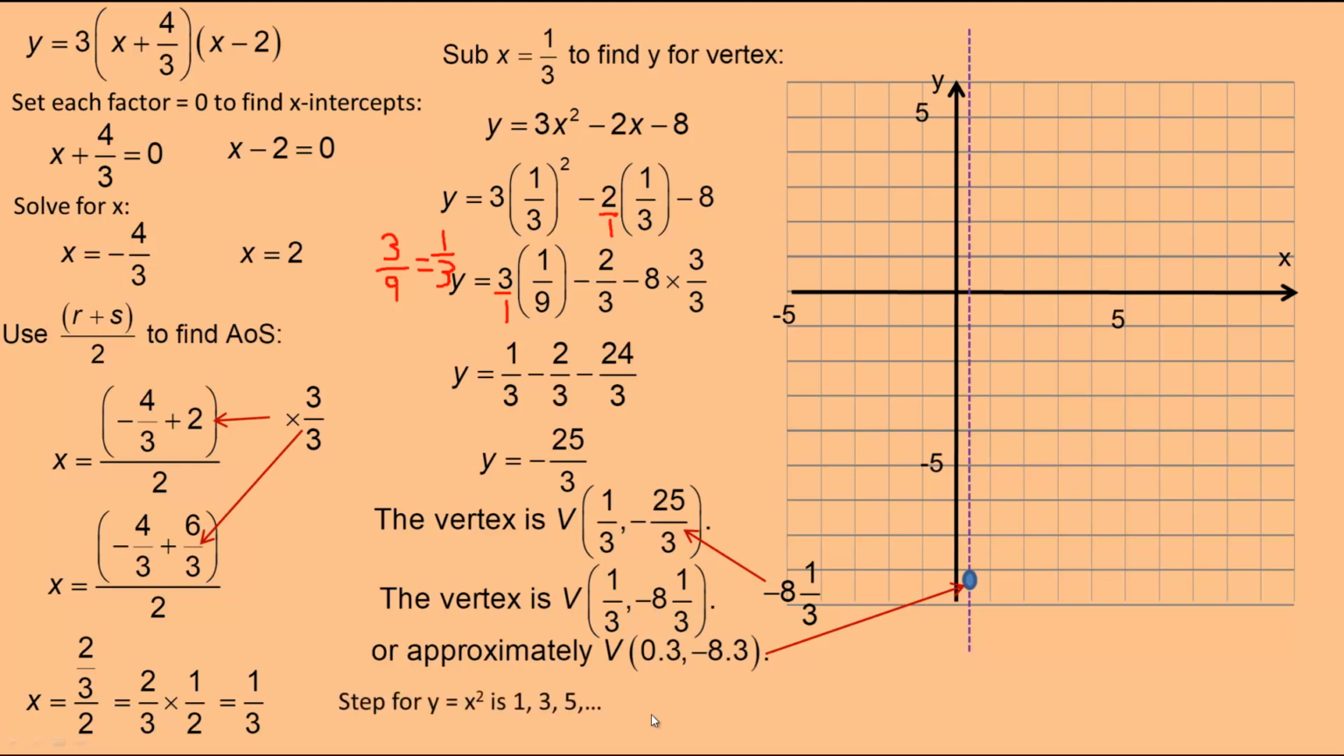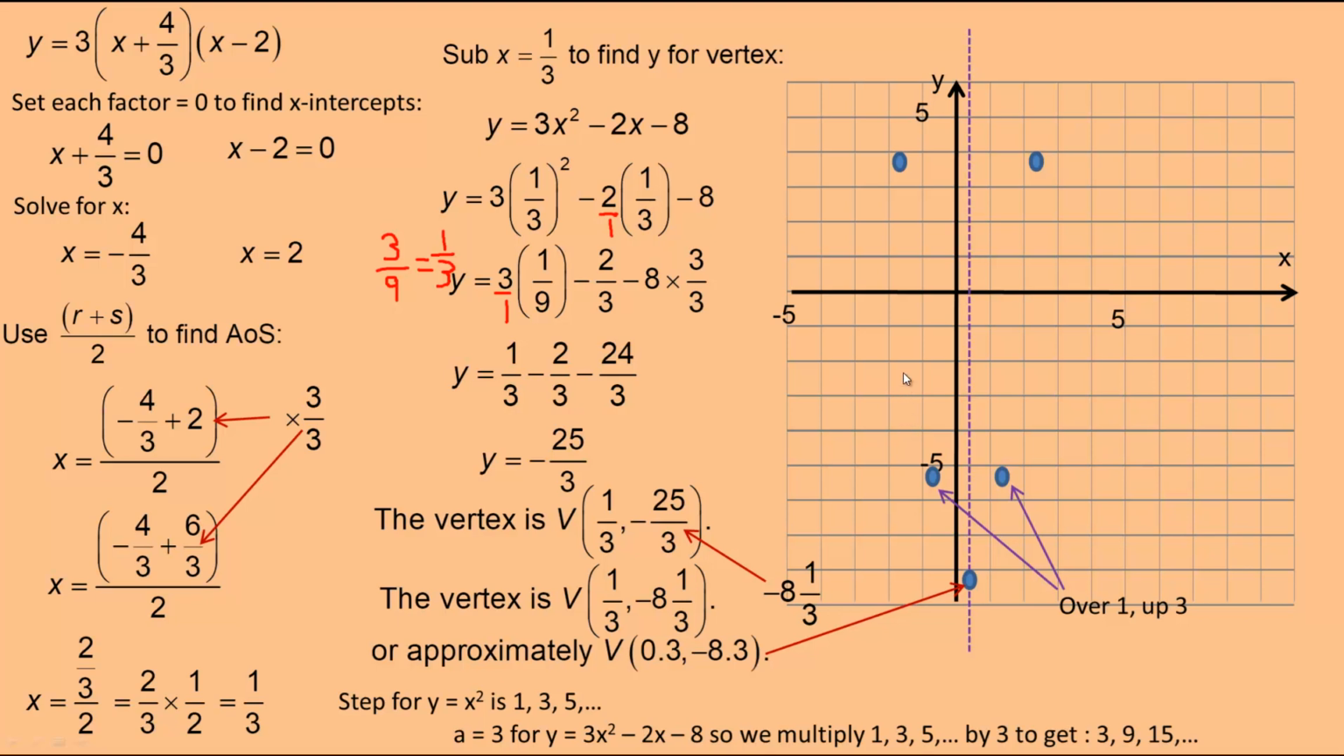Now the step pattern for y equals x squared, the untransformed regular quadratic, is 1, 3, 5. So since a is 3 here, for this standard form or factored form, doesn't matter which, we multiply the 1, 3, 5 by 3 to get 3, 9, 15. So from here we would go over 1 and up 3. From here we would go over 1, up 3. And then next we do 9. So from here we'll go over 1 and up 9. From here, over 1 and up 9.